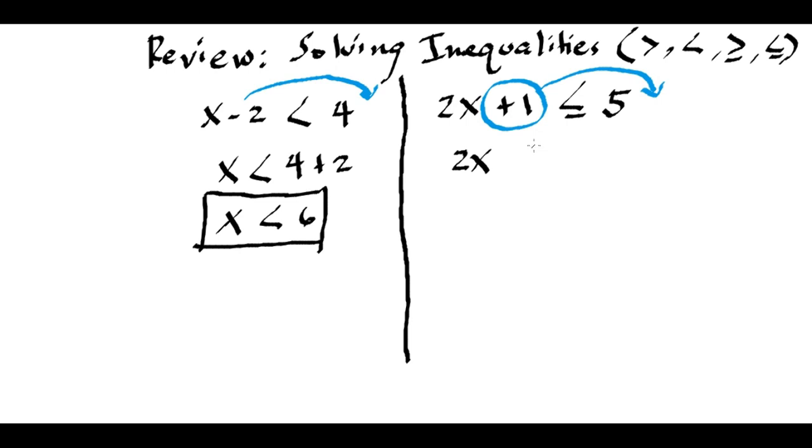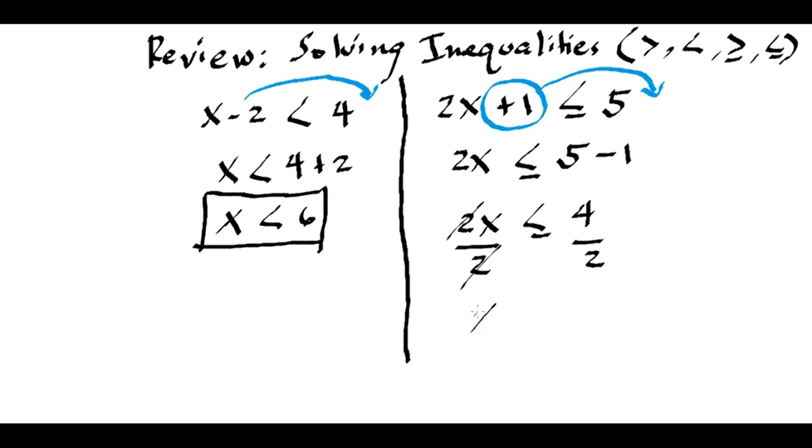So that will be 2x is less than or equal to 5, copy 5, and then positive 1 will become negative 1 or minus 1. So copy 2x is less than or equal to 5 minus 1, and that will be equal to 4. So then divided by 2 to remove 2 in the left side of the inequality. So cancel 2, then x will be retained is less than or equal to 4 divided by 2, and that will be equal to 2.